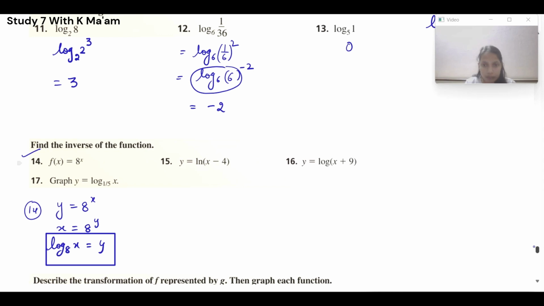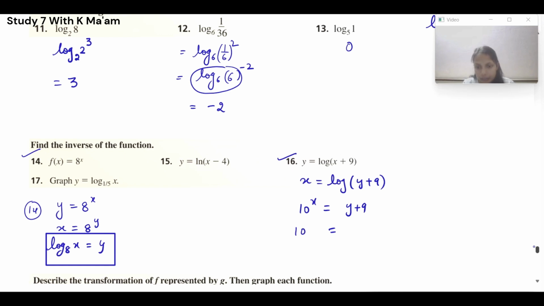Now I am solving question number 16. y is already given. Replace y with x and x with y. You have to remove the log. The base of the log is 10. If no base is given, it means the base is 10. So here, 10 power x equals y plus 9.